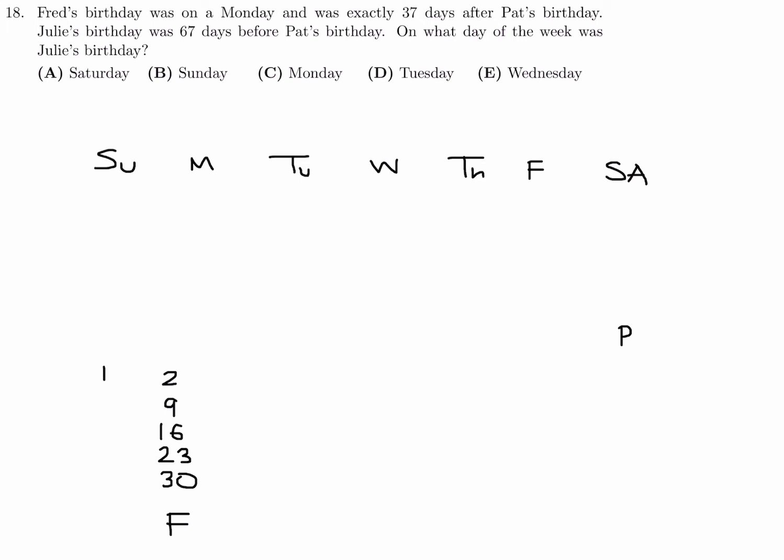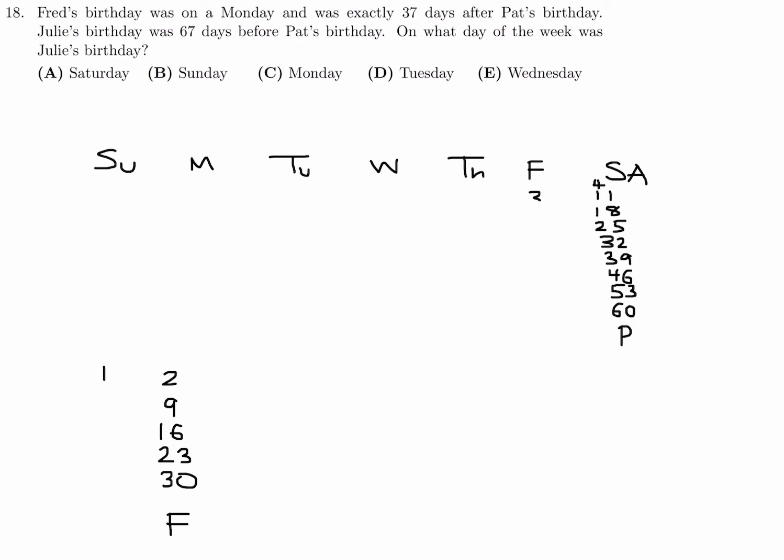Now I do the exact same thing to figure out what day of the week is Julie's birthday, and she is 67 days before Pat. Okay, so the same thing, subtract multiples of 7. So we've got 60 and 53, 46 and 39, 32, 25. Let's see here, 18, 11, and 4.